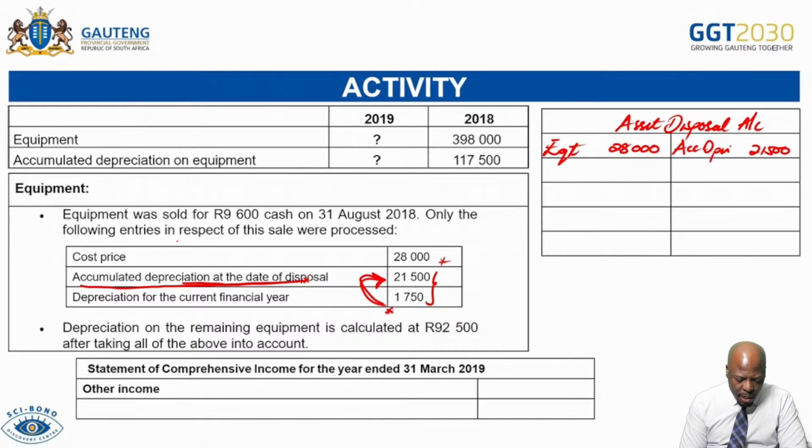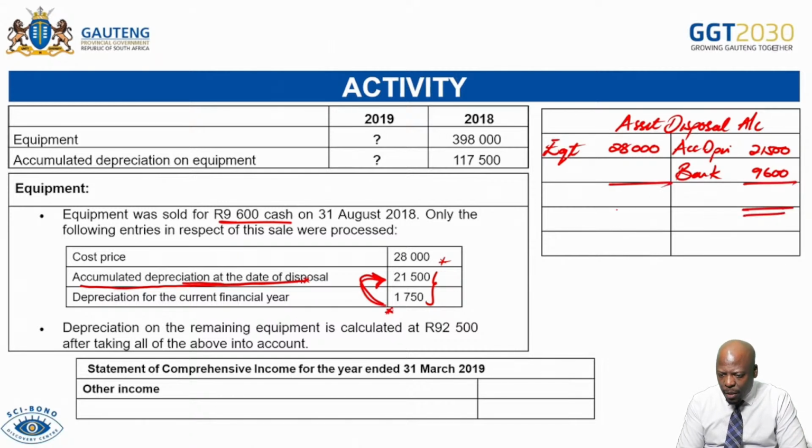Then we're told equipment was sold for 9.6 cash. That means I'm going to come here and it's bank 9,600. Then I close that off. I'm going to add this 2. That's 31,100. This is 31,100. And therefore, I'm coming here.